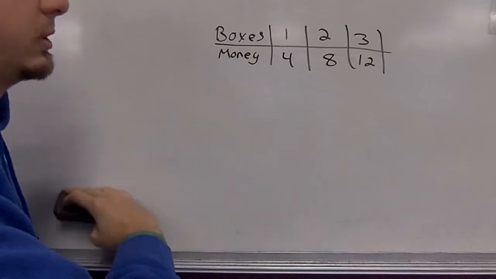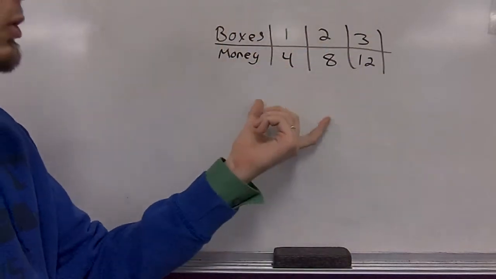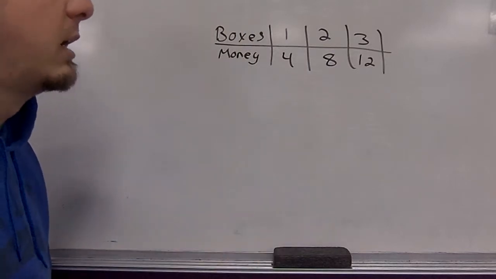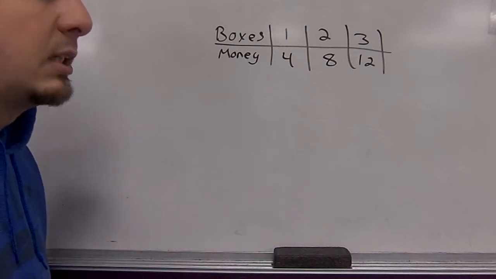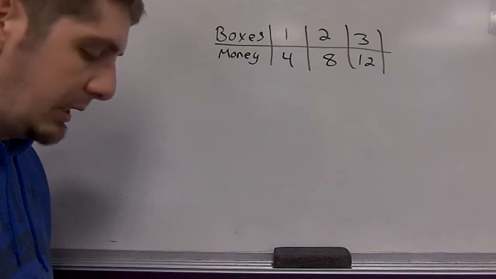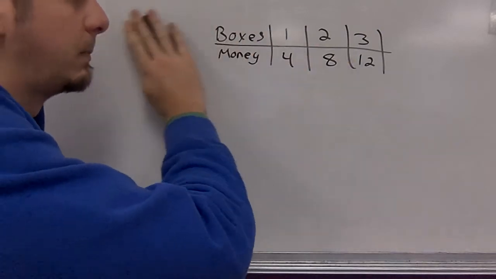So that's really all there is to Chapter 6, Section 2. You're basically going to be working with problems like this where you're trying to decipher whether or not you have proportional relationships. So all you're doing is looking to see, are your ratios equal? Do you have equal ratios in your data?